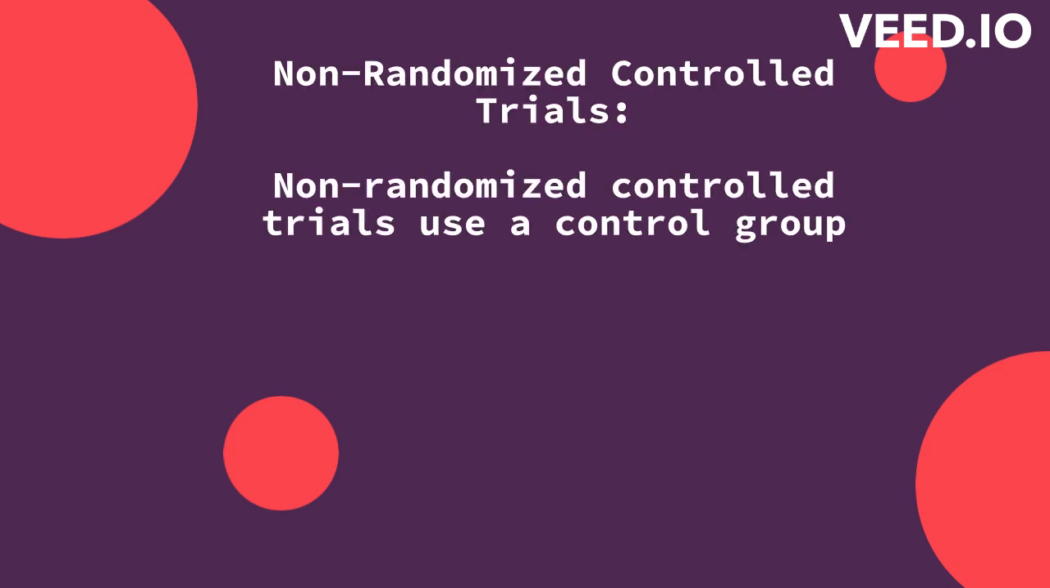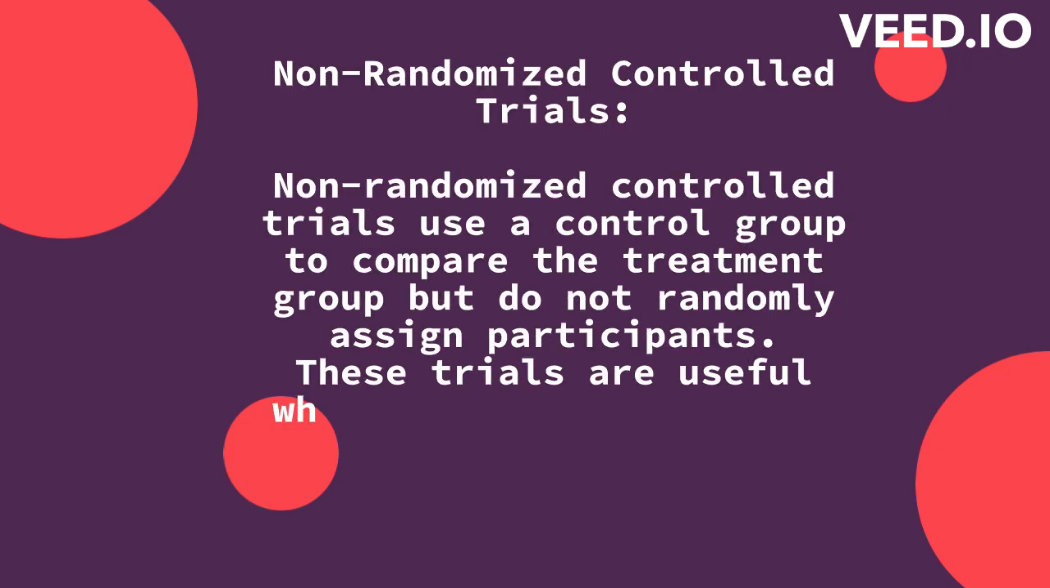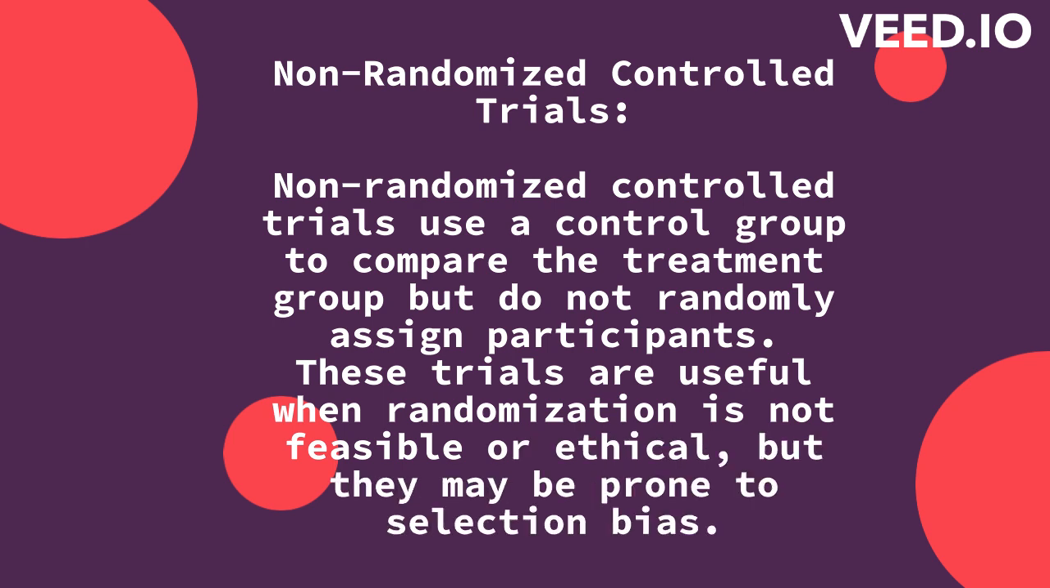Non-randomized controlled trials. Non-randomized controlled trials use a control group to compare the treatment group but do not randomly assign participants. These trials are useful when randomization is not feasible or ethical, but they may be prone to selection bias.